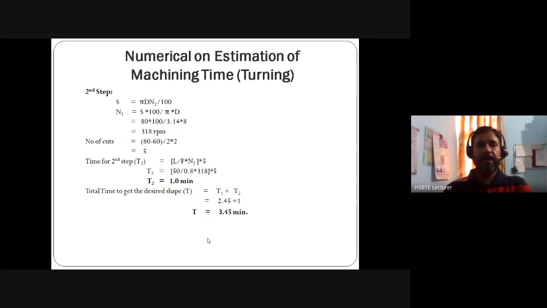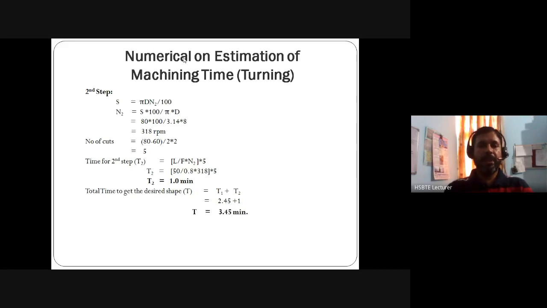In the second step, S is equal to pi D N by 100. From this formula, we will calculate N2. N2 is equal to S into 100 divided by pi into D. S is given, multiply by 100, then pi is 3.14, and the diameter will be 80 millimeter, because in the second step we are reducing the diameter from 80 to 60. So the initial diameter is 80, so we take D equal to 80 millimeter and then convert it into centimeter, then D will be 8. So find out the value of N2. This will be 318 RPM.